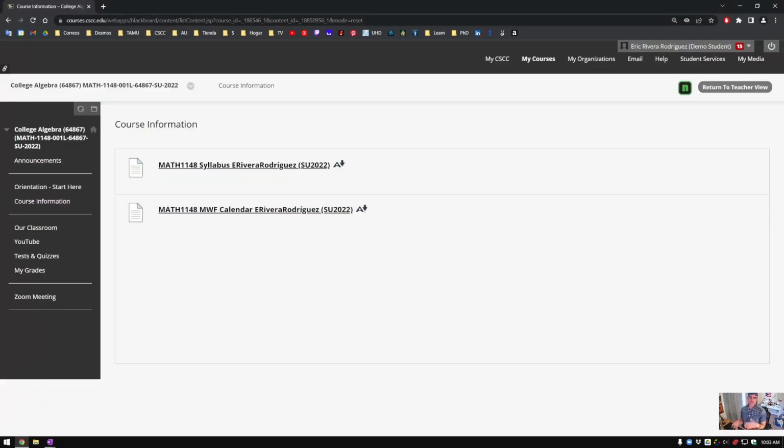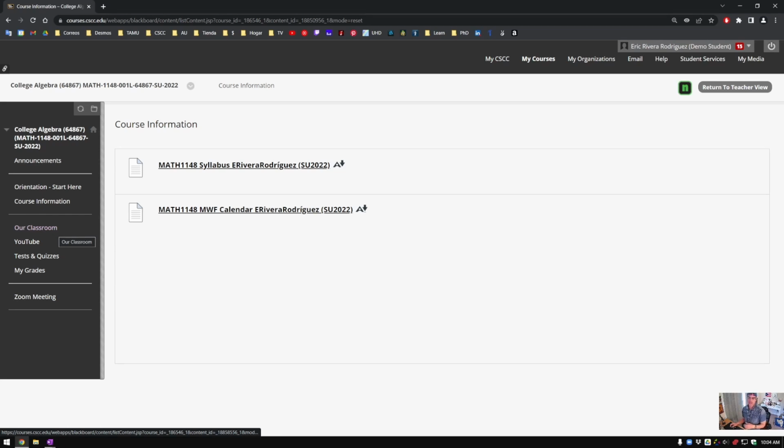Course information. So I changed syllabus and calendar to course information to be more generic. You're going to see that we use course information instead of syllabus and calendar across the community college. So I prefer to change to course information so it is easier to understand and to follow. Syllabus and calendar are still there, they are the same.